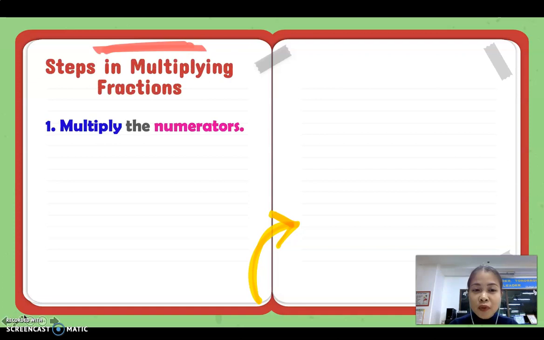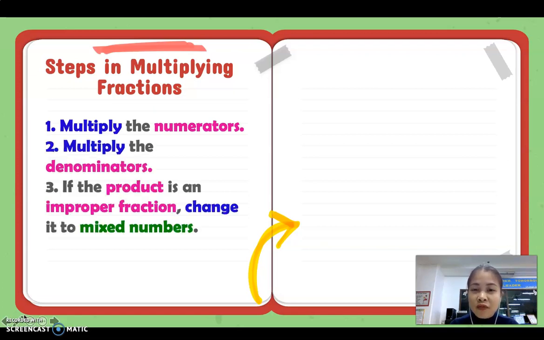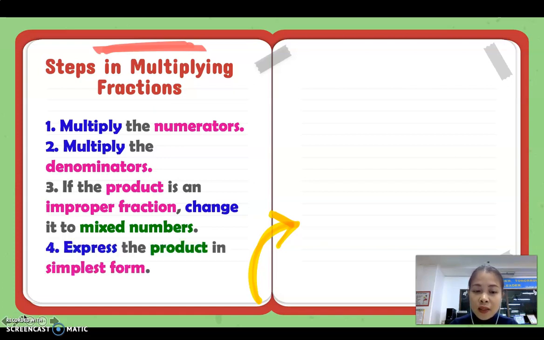So steps in multiplying fractions, again, just to recall our lesson. Multiply the numerators, multiply the denominators. If the answer is an improper fraction, change it into a mixed number, and then express it in simplest form. You can only multiply the numerators and the denominators if the fractions are simple fractions. But if it is a mixed number or a mixed fraction, you need to change it into an improper fraction before multiplying the numerators and the denominators.